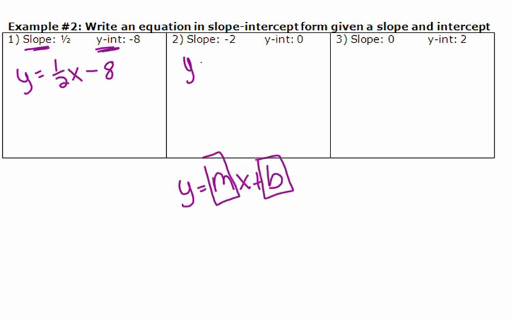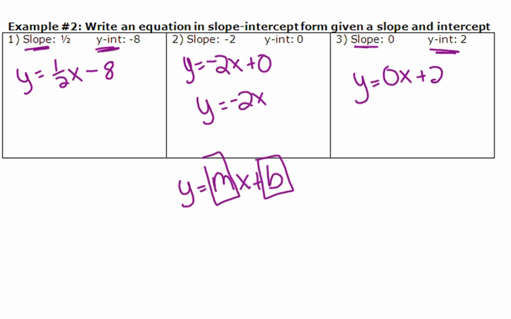I would have y equals negative 2x plus 0. Now usually we don't write the plus 0, so this is actually just y equals negative 2x. So for 3, since my slope is 0 and my y-intercept is 2, I have y equals 0x plus 2. Now 0 times x is just 0, so this basically cancels each other out. So my equation in slope-intercept form is just y equals 2.